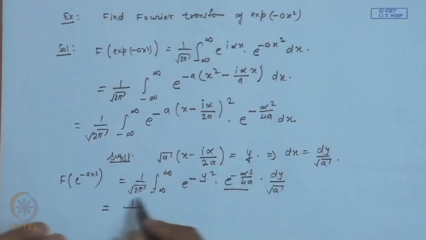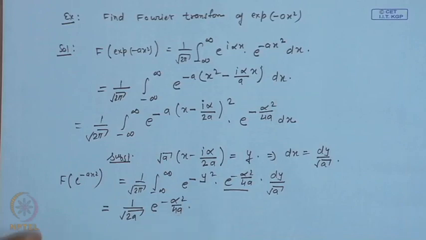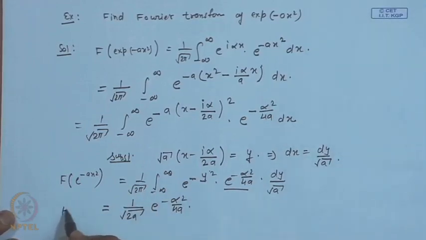Now we can take this, so 1 over square root 2, and the square root a is here, and e power minus alpha square over 4a. So this square root pi gets cancelled with this integral minus infinity to plus infinity e minus y square dy, the value of that integral is square root pi. So here we had 1 over square root pi, so this is cancelled. So this is the Fourier transform of e minus a x square.